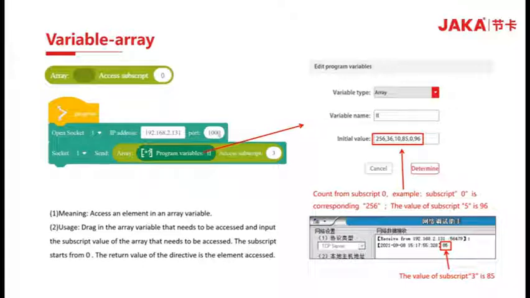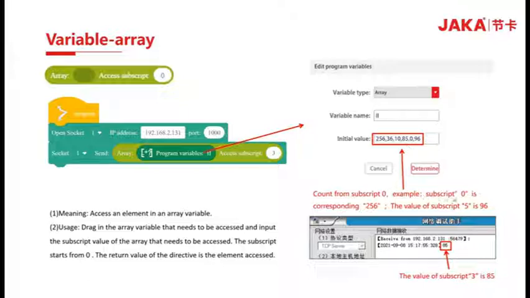For example, the name of this array is 2, with these current values inside. All the values are separated by a comma. By using the program of accessing the subscript number 3, we see that the final result will be 85. Because indeed, subscript 0, 1, 2, 3 is 85.